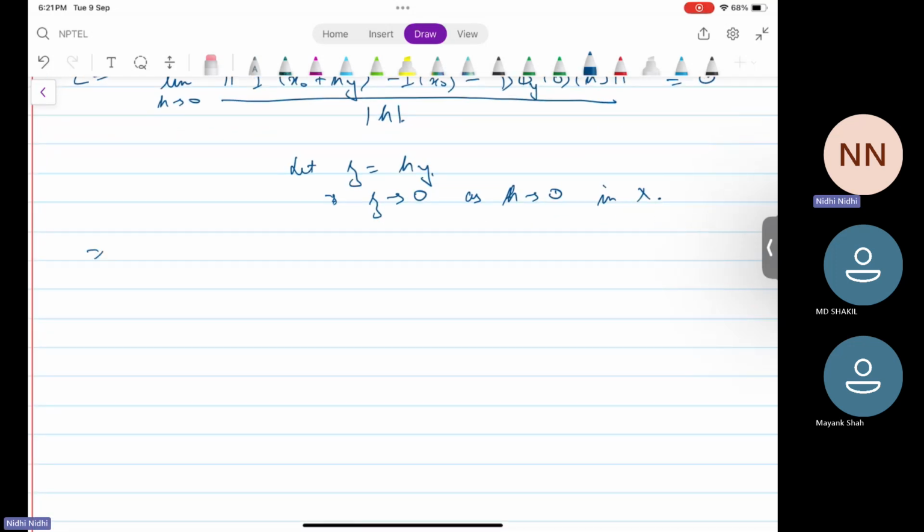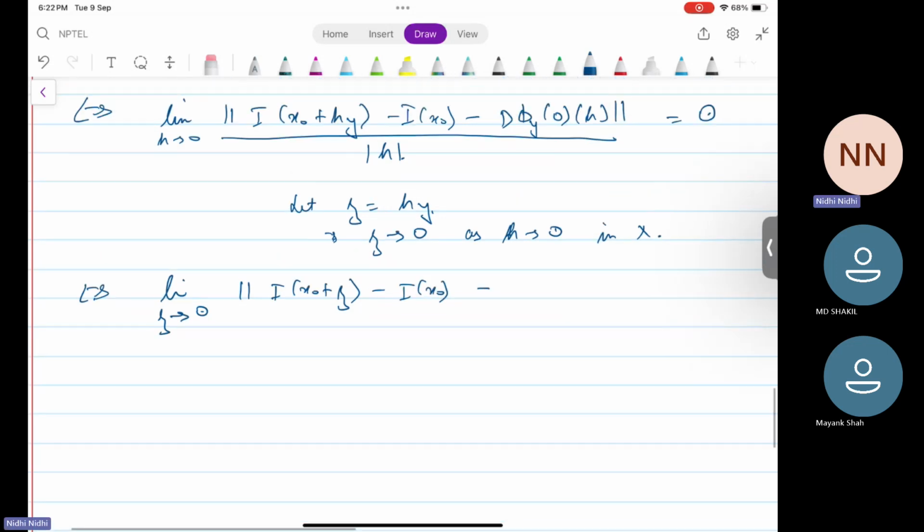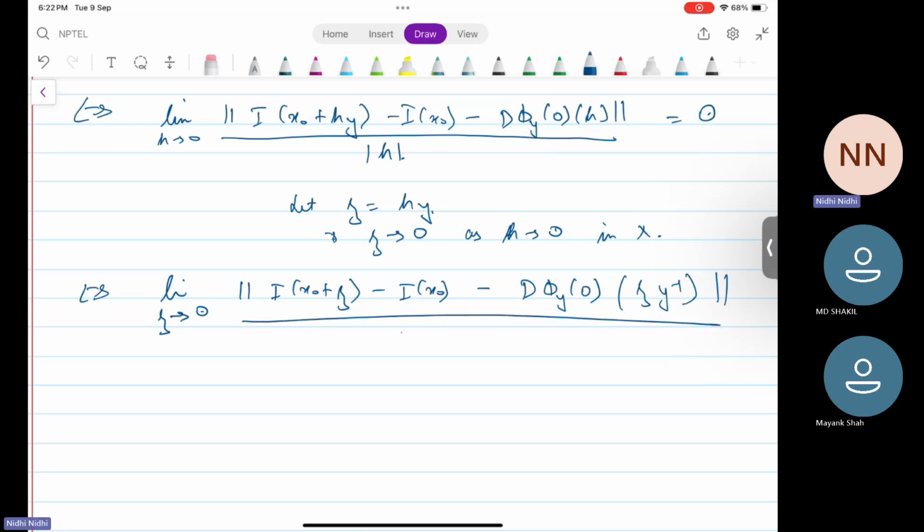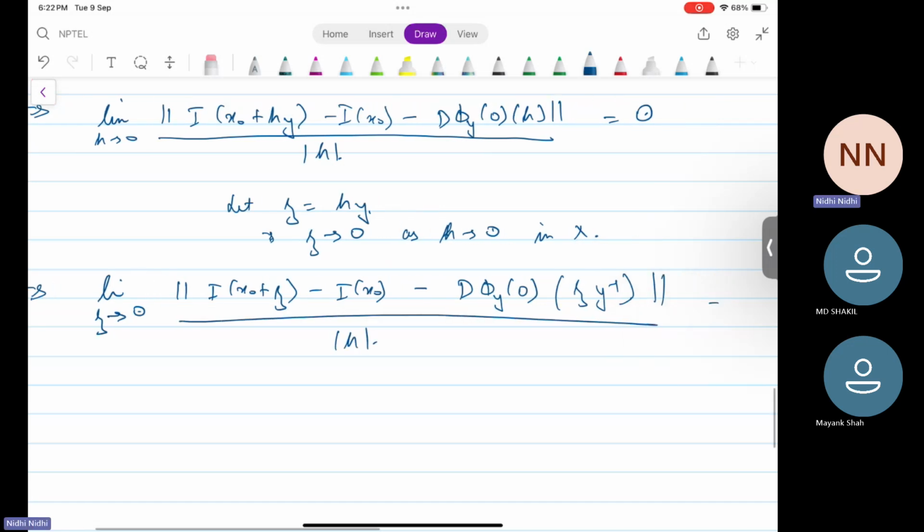So this happens if and only if the limit as z tends to 0 of I(x naught plus z) minus I(x naught) minus d phi y at 0 applied to h, and h is some z y inverse, upon the norm of h, is equal to 0.